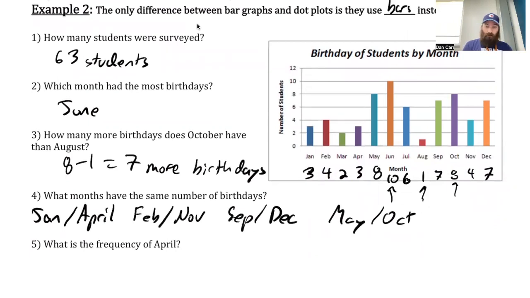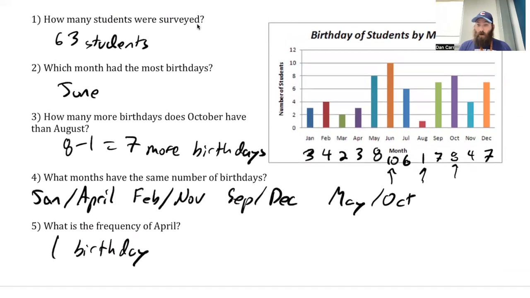What is the frequency of April? We already saw that. Just 1. Okay. 1 birthday in April. So that is our bar graphs.